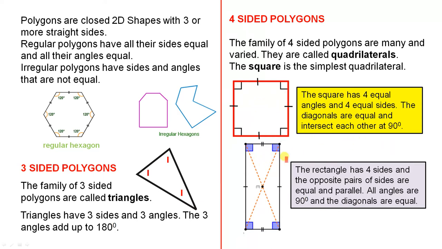Here is a rectangle. The rectangle has 4 sides, and the opposite pairs of sides are equal and parallel. So that side and that side are equal and parallel to each other. That side and that side are equal and parallel to each other. All angles are 90 degrees, so you've got 4 angles that are 90, and the diagonals are equal. Now they don't intersect at 90 degrees, but they are equal in length.